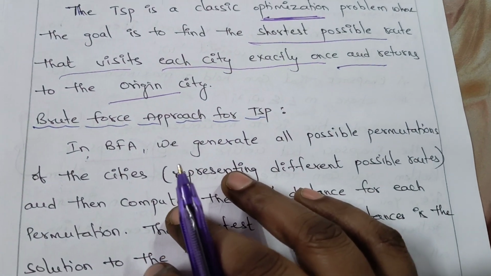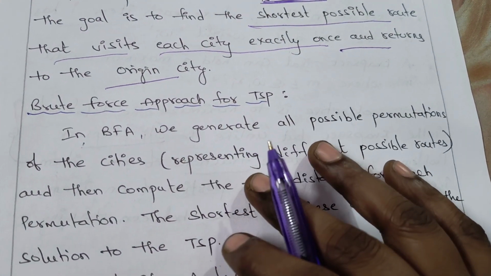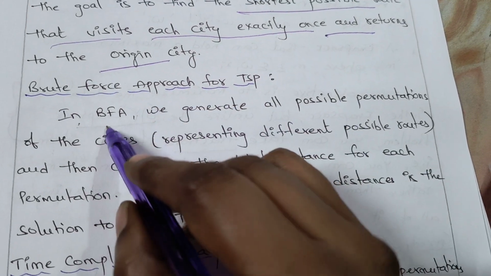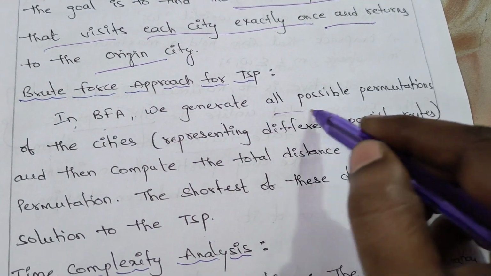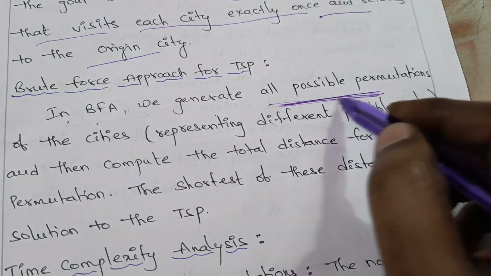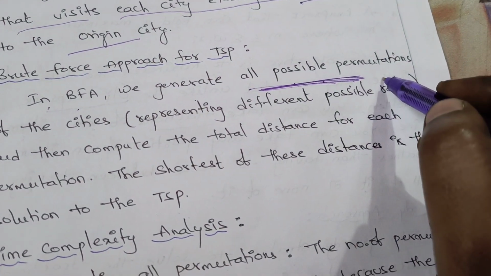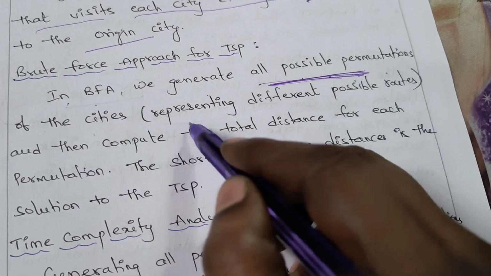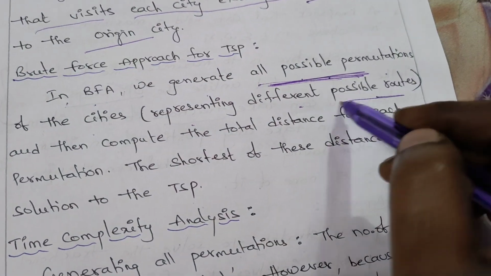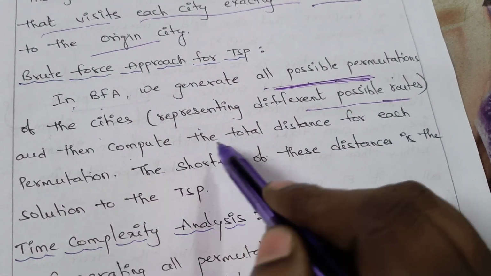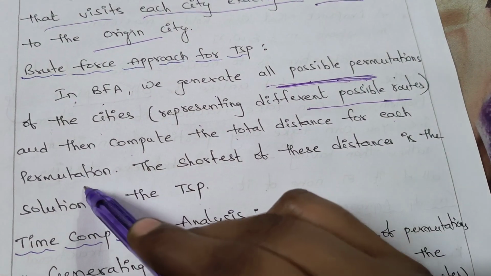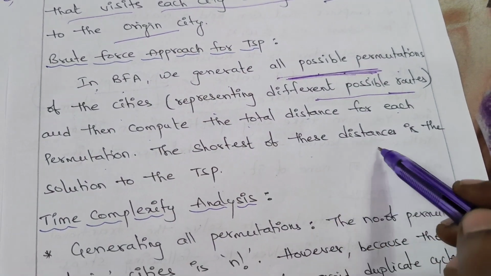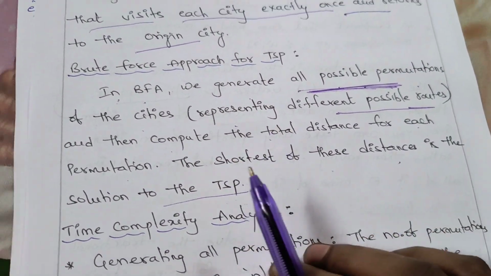Now how is the brute force approach applicable to traveling salesperson? In the brute force approach, we generate all possible permutations. It is important. All possible permutations of the cities representing different possible routes, and then compute the total distance for each permutation. The shortest of these distances is the solution to the traveling salesperson.